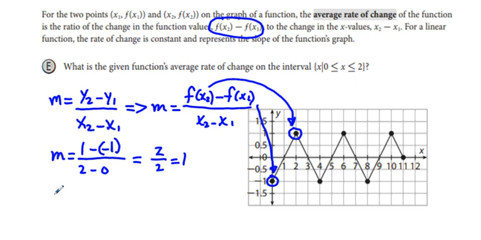So we'll call this average rate of change over this interval is equal to 1. Okay, next.